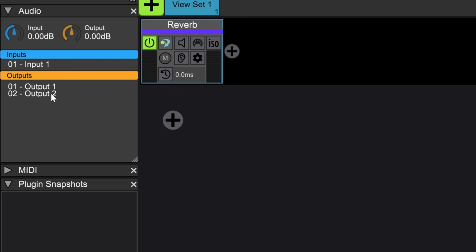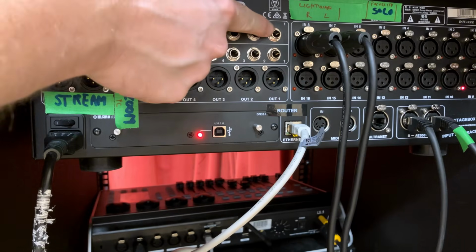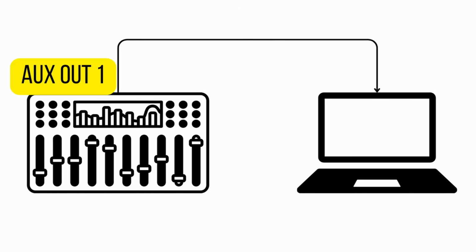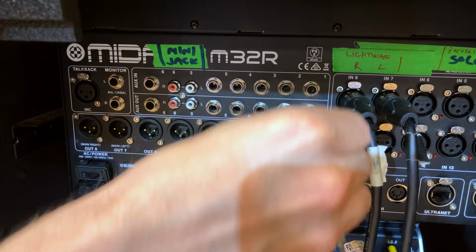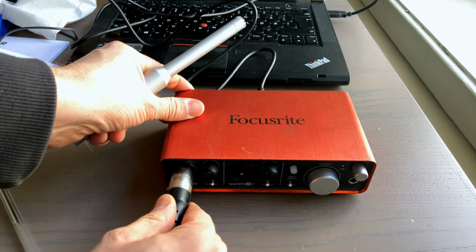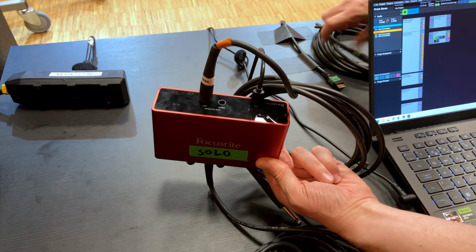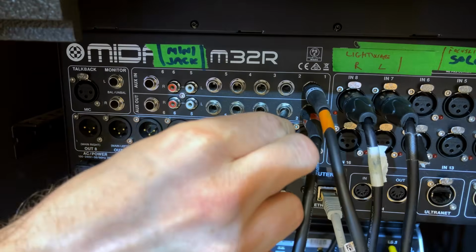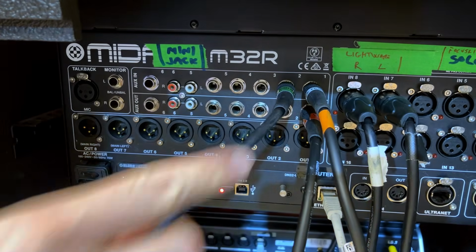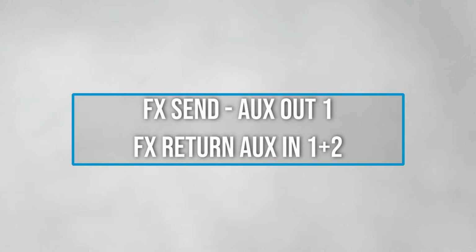Now I'm ready to connect up my card to the mixer. So I will use auxiliary output 1 to send from the mixer into my plugins. I'll take a cable and I'll connect aux output 1 to input 1 on my Focusrite. I'm then going to connect the outputs 1 and 2 from my Focusrite into auxiliary input 1 and 2 on the back of this mixer. So that's me sending out of auxiliary output 1 and returning on auxiliary input 1 and 2.